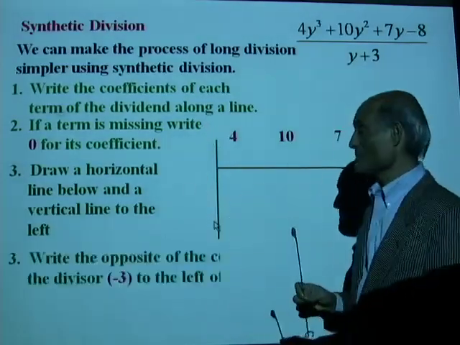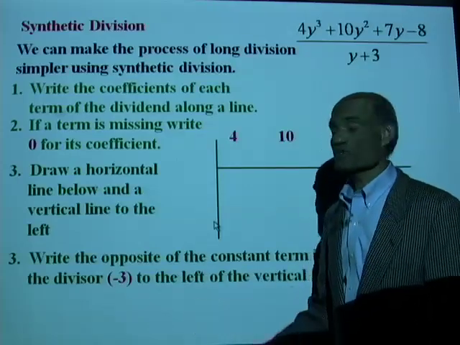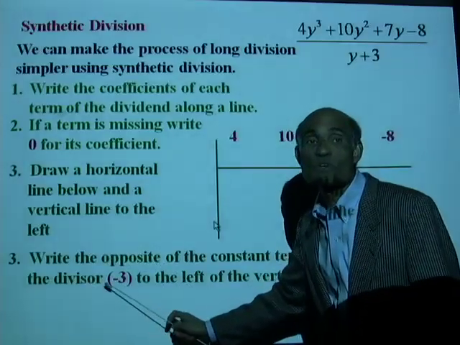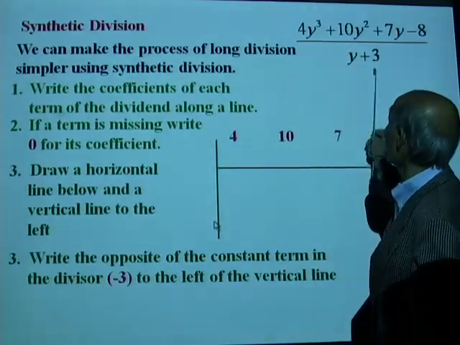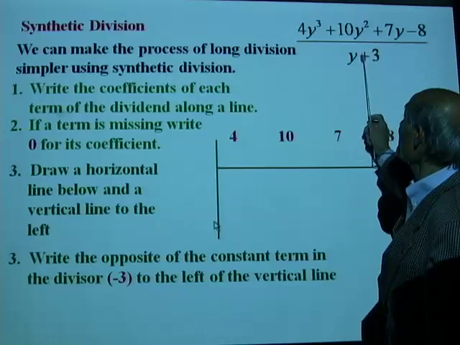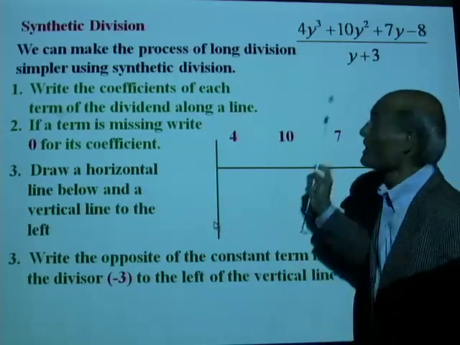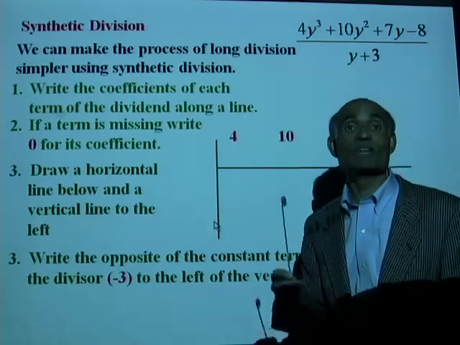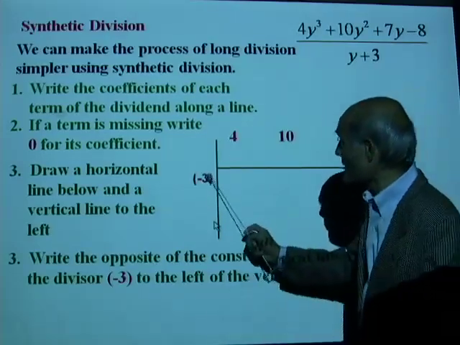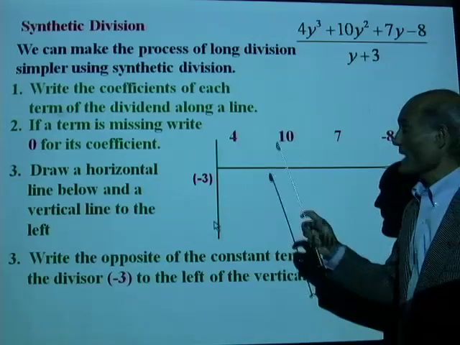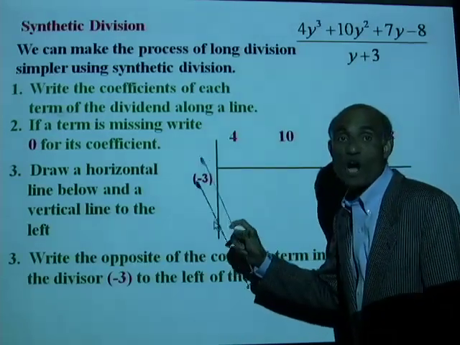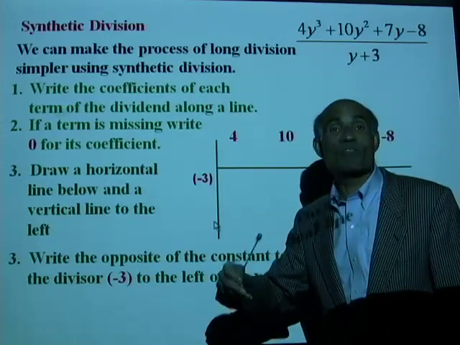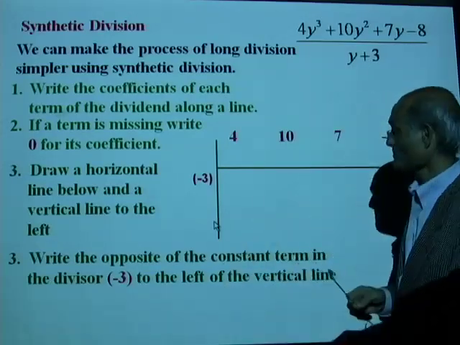So use that space. Third step, write the opposite of the constant term of the divisor. Now this is the divisor, and the constant term of the divisor is plus 3. Write the opposite of that over here. Opposite of plus 3 is negative 3. So write that negative 3 there. Again, negative 3 is the opposite of the constant term of the binomial factor, that is the divisor.